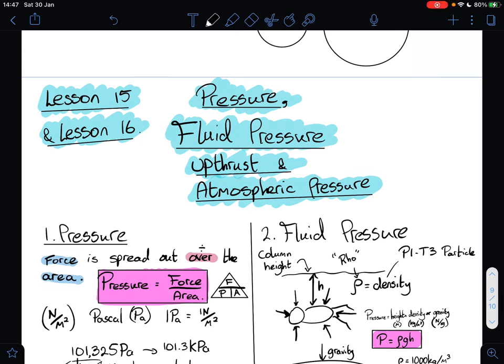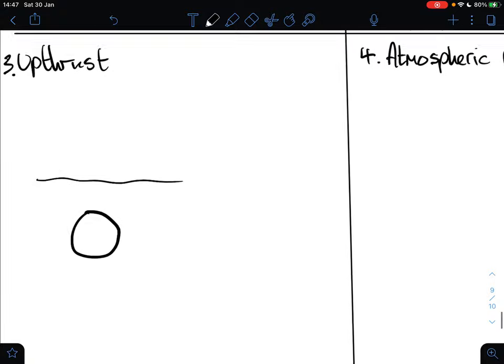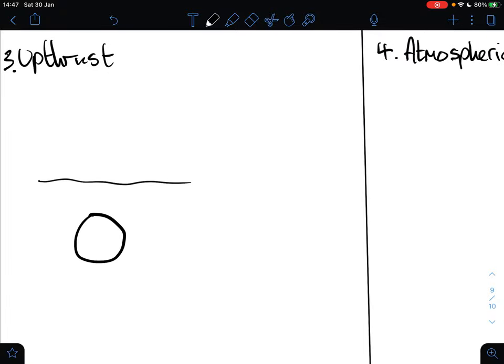Okay, welcome to the second part of my pressure, fluid, upthrust, atmospheric pressure lesson. I'm calling this one lesson 16 to break it up. And in this one, we're going to look at why things float. So, upthrust is our next title, number 3 of the 4.